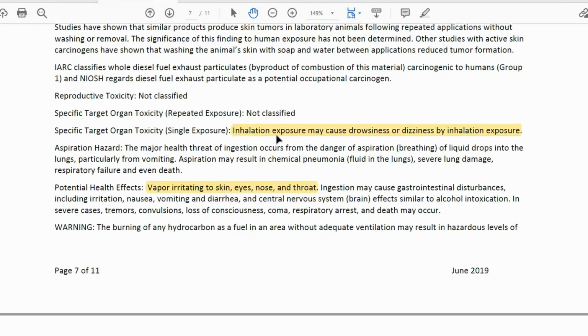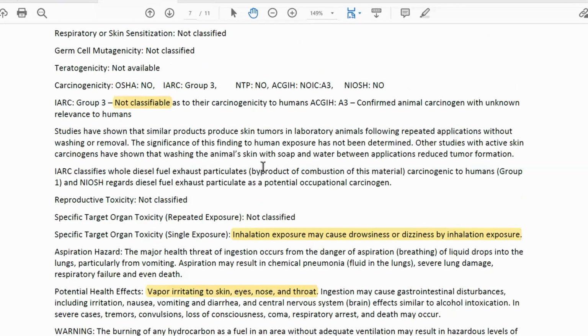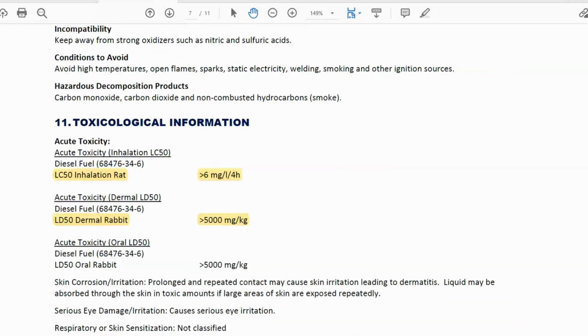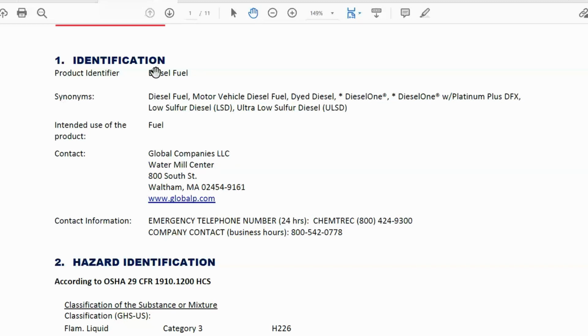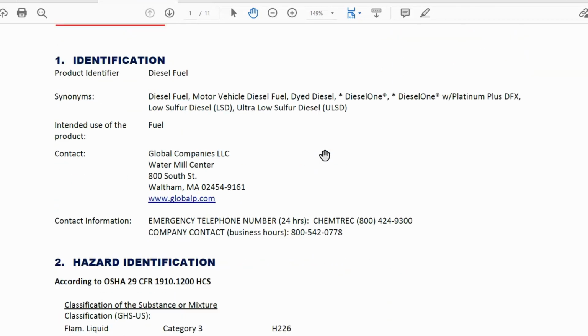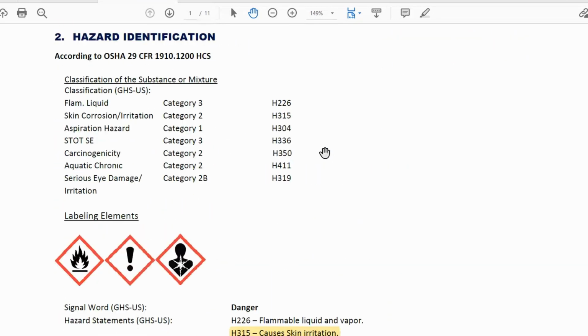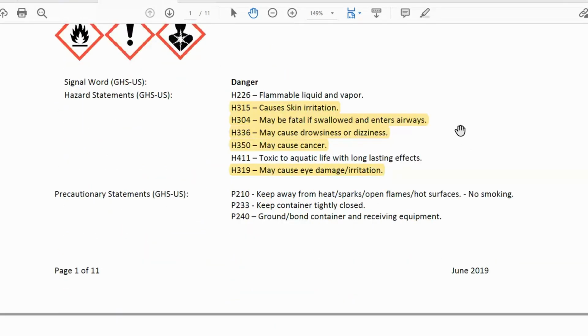So single exposure. The main problem is irritation. Inhalation exposure may cause drowsiness, dizziness. So these are basically called acute exposure. There is no chronic exposure effect here, because it's not a carcinogen. But you must make sure that the product is the correct product, because it might be a different product that you're buying. This product supplied by Global, called diesel fuel, is actually less toxic compared to benzene, correct?